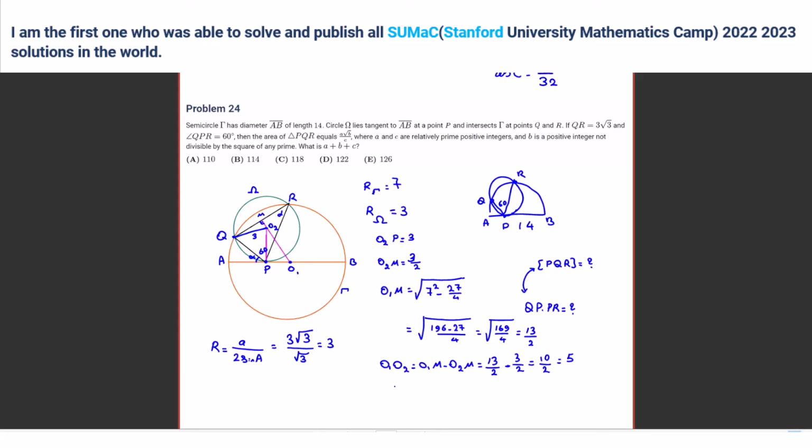O1P is what? O1P. That would be 4. Yeah, square root of 5 squared minus 3, right? Yeah. Okay, so we found all these things.